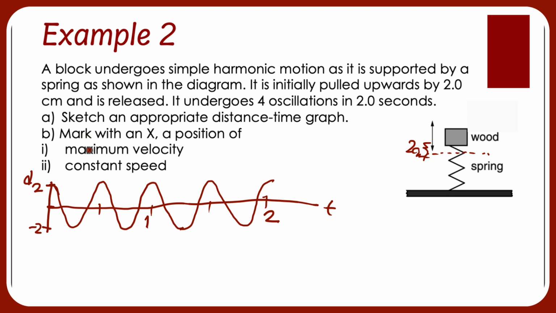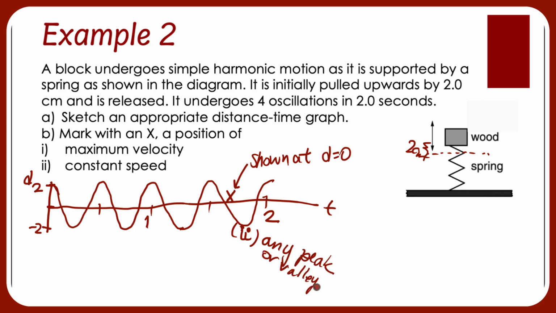It says mark with an X the position of maximum velocity. I could do that anywhere along this displacement equals 0 line, and a constant speed, and any peak or valley would do.